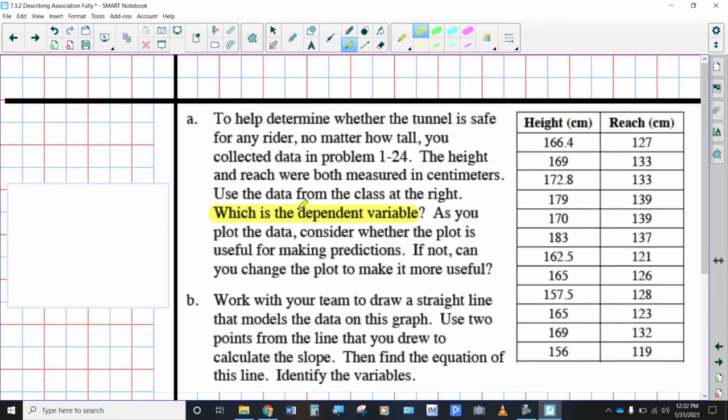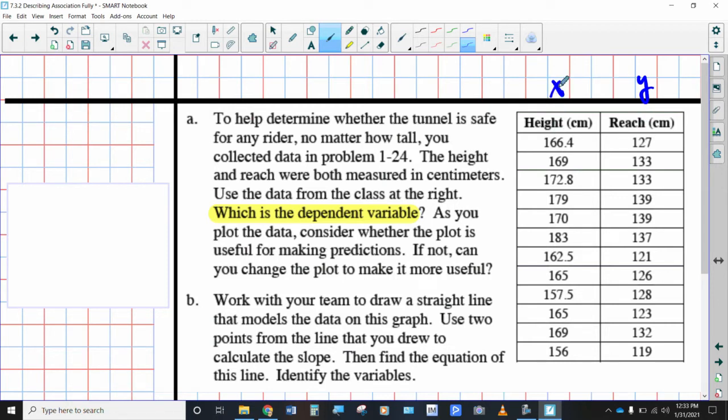Okay, so which is the dependent variable? This is what we want to get better at. Remember, one of these has to be x and one of them has to be y. Which one is the independent variable, the x, and which one is the dependent variable, the y? Well, what we're trying to do here is see if the height of a person has any sort of connection to their reach. So in this case, the reach ends up being your dependent variable, because we're going to measure your height and see what effect that has on your reach.